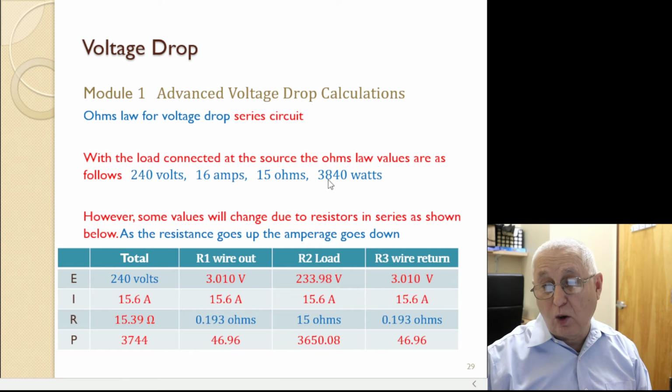If we had our load connected directly at the power source, we would be developing 3,840 watts, which we can do a lot of work with. But we're only getting 3,744 watts, and at the load, only 3,650 watts. We'll explain why.